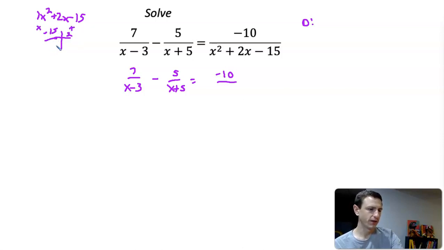Two numbers that multiply to negative 15 could be 5 and 3, or negative 5 and positive 3, or negative 3 and positive 5. We just have to play around with the signs a little bit. Since we want to multiply to a negative and add up to a positive, we're going to have the bigger number be the positive. 5 times negative 3 is negative 15. 5 plus negative 3 is positive 2. So those are going to be my factors: x plus 5 times x minus 3.